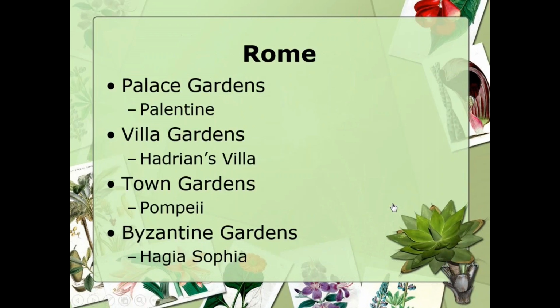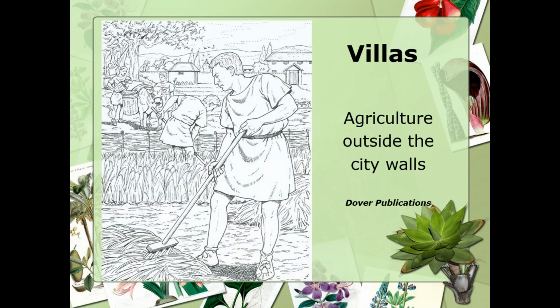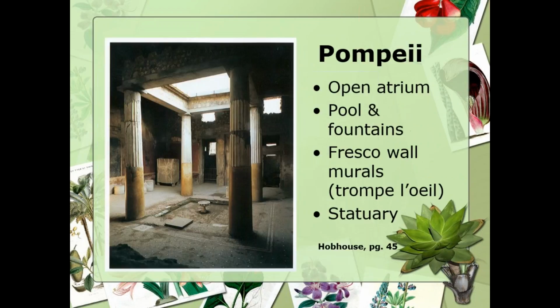And here we have a Roman dress. So palace gardens, Palatine, villa gardens, Hadrian's villa, town gardens, Pompeii is a good example, and Byzantine gardens, the Hagia Sophia. So palace gardens, open colonnade public garden. Agriculture outside the city walls and villas, and town life, domestic life within the city. So here's Pompeii. We can see an open atrium, pool and fountains, and fresco wall murals with the trompe l'oeil, and then statuary.